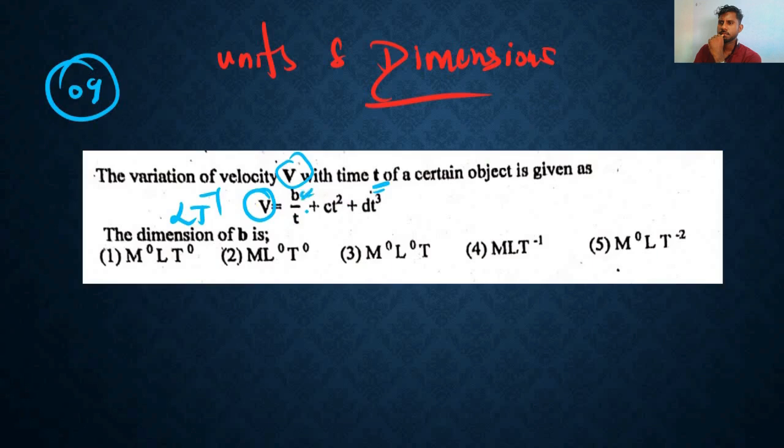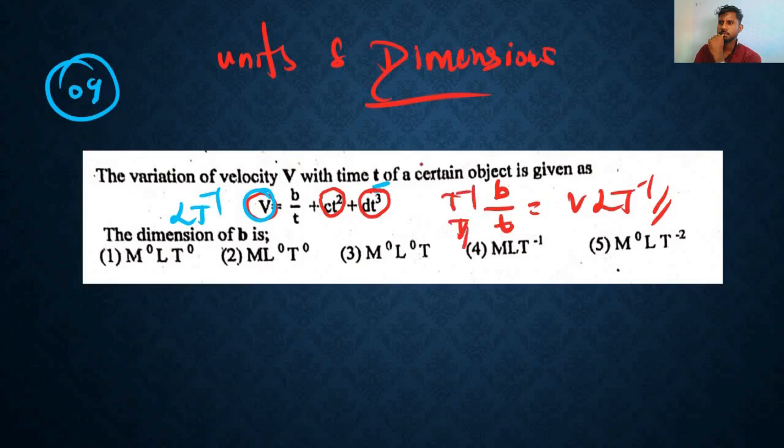So the theory is we should know, if we need to add these, the dimensions of all of these must be equal to velocity, of course. So b over t should be equal to velocity, LT minus 1. So basically we have t, so it goes up, it becomes T minus 1. We need only L. So b, that's L. This first one is correct.